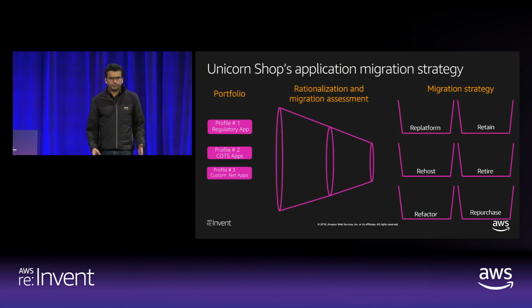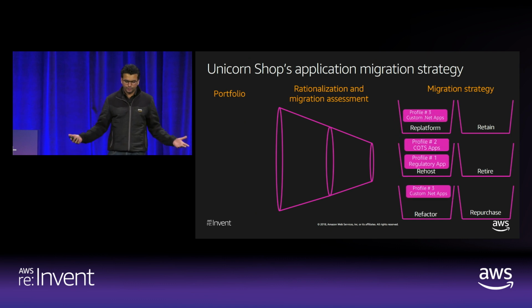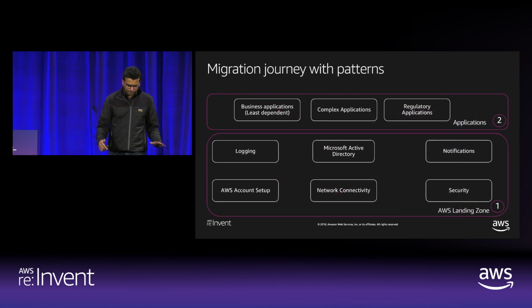So, like I said before, let's assume that Unicorn Shop has completed the strategy and planning, and they've come up with this kind of a migration strategy. The COTS applications will be rehosted. The regulatory application also will be rehosted. The custom .NET applications, some of them can be replatformed to use containers, and some of them they want to be refactored to use serverless components, as Giri was mentioning. So this is their migration strategy.